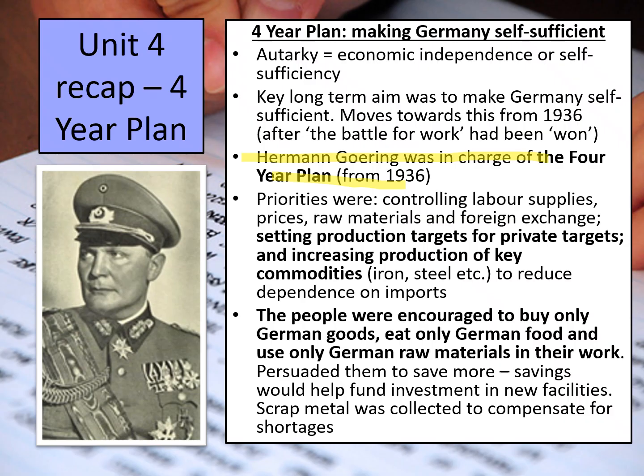Now, they hadn't achieved what they wanted to by the time the war broke out, mainly because the war broke out sooner than expected. The 4-year plan was all about making Germany self-sufficient and trying to avoid the issues that they'd had and the reasons why they'd lost the First World War. So they did things like setting production targets and also trying to increase production of key commodities, as well as reducing their dependence on imports. They wanted to make themselves self-sufficient. So they did this in various ways and also tried to encourage people to buy only German goods.